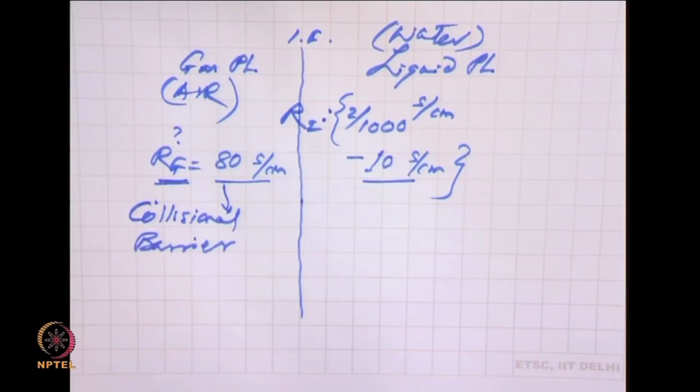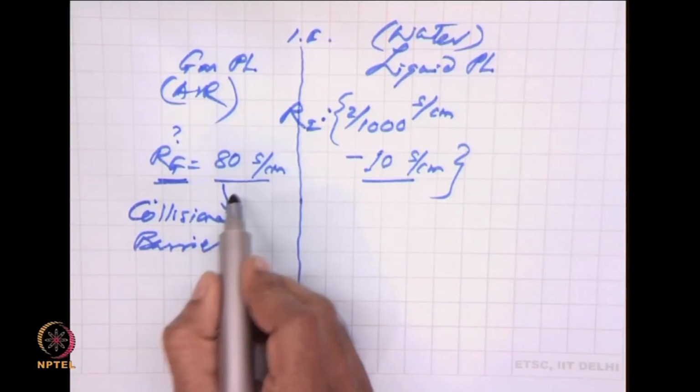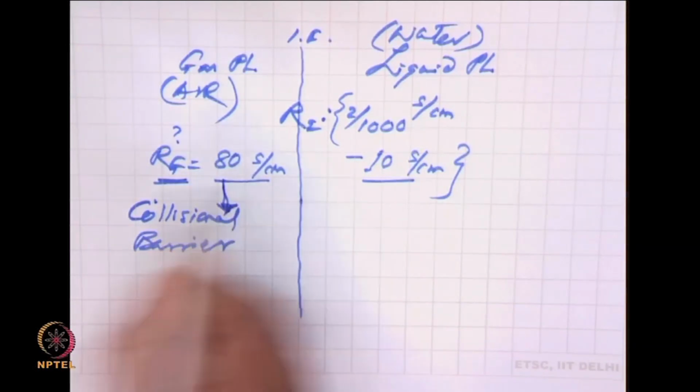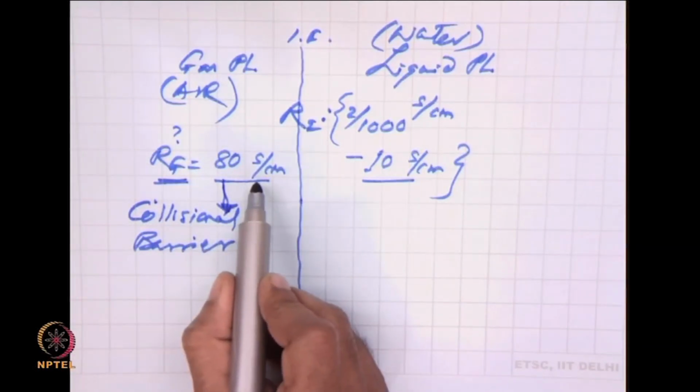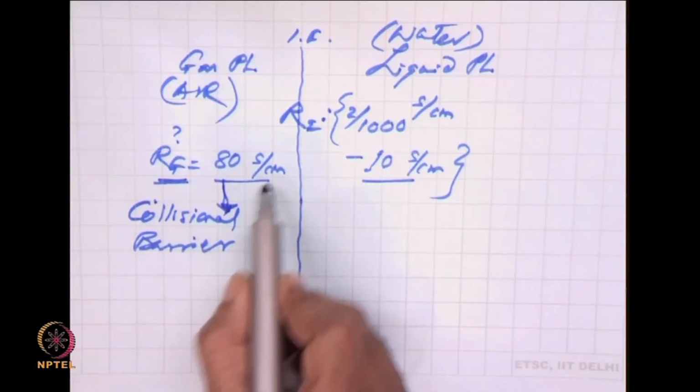Reducing the density of air. Reducing the density of air means reducing the pressure, right. So, by simply starting with atmospheric pressure and evacuating the gas phase, you will be able to bring down the collisional barrier and therefore, the resistance in the gas phase. So, we can reduce this quite a lot.